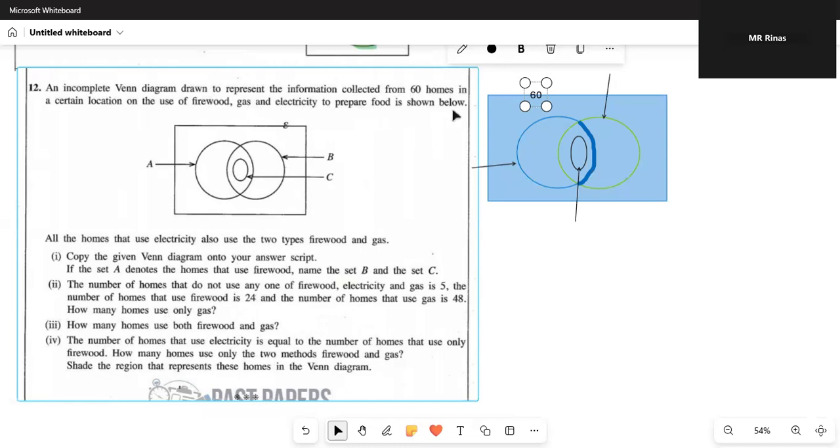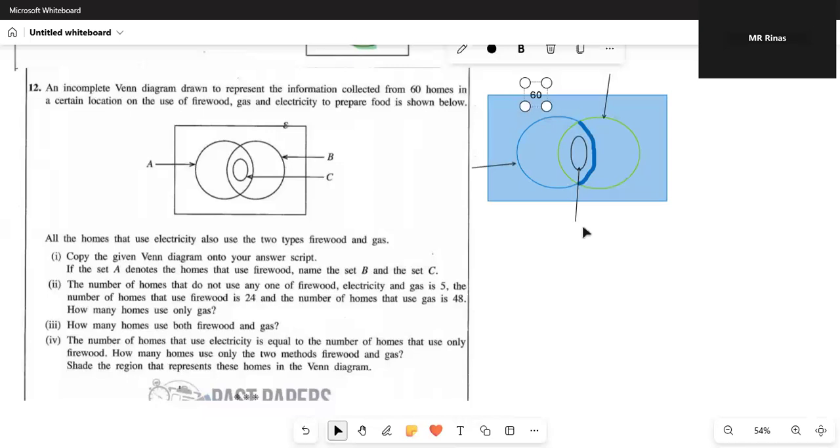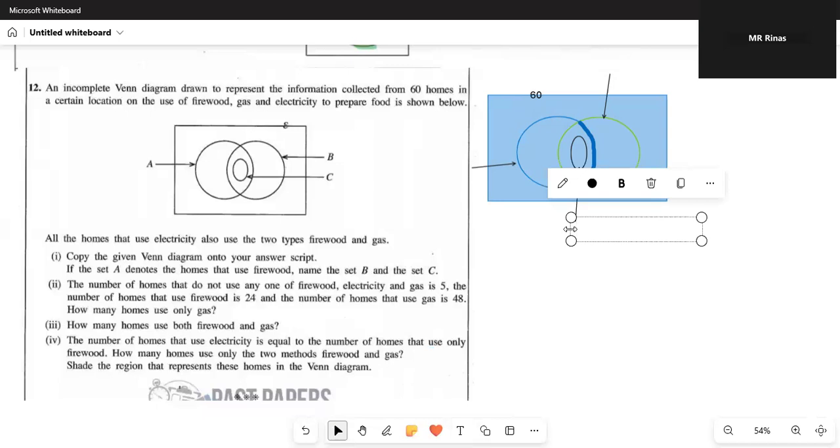So first question, you have to copy this. All the homes that use electricity also use the two types, firewood and the gas. So this circle is for electricity. It means those who are using electricity, they are using both. They are using firewood and the gas also. So here this is the place of electricity. So that is the electricity.